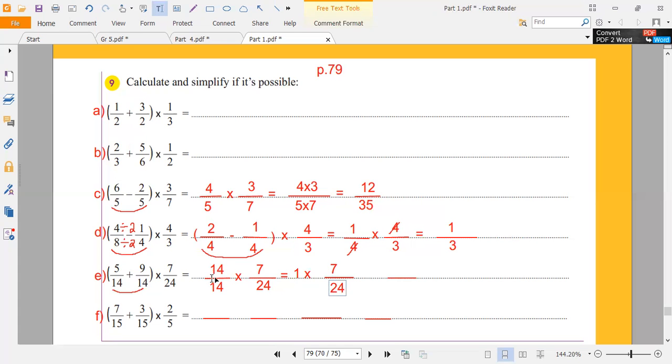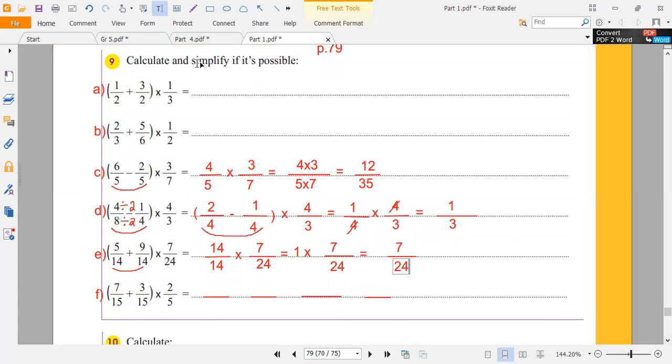When the numerator and the denominator are equal, so the fraction is equal to 1, and 1 times anything, keep it the same. So 1 times 7 over 24 is equal to 7 over 24. And we have to check if we can simplify this fraction. We have 7 and 24. They have no common divisors, so we cannot simplify.